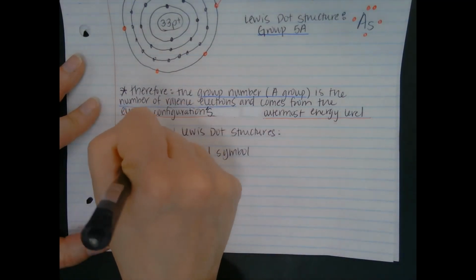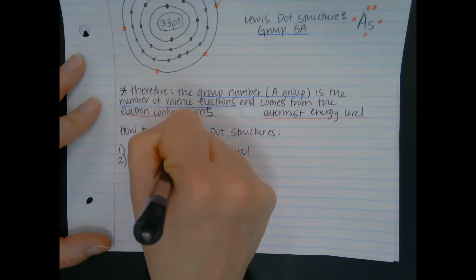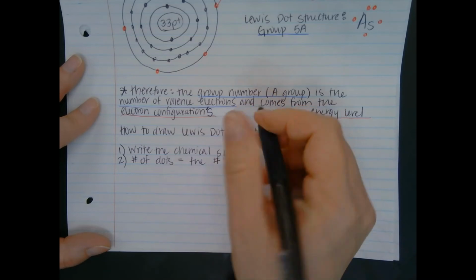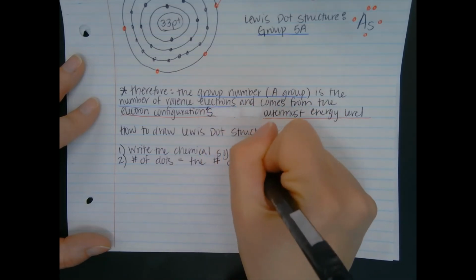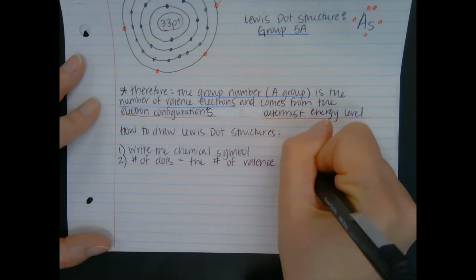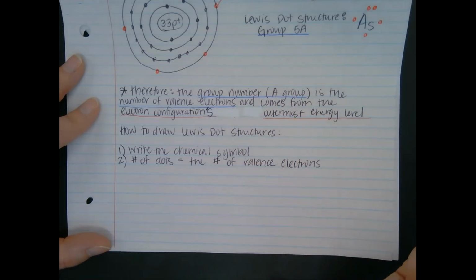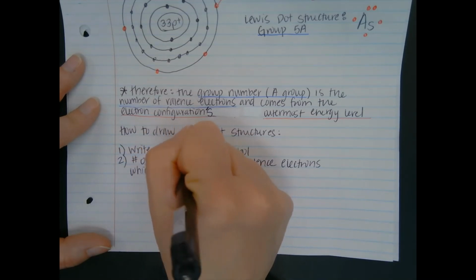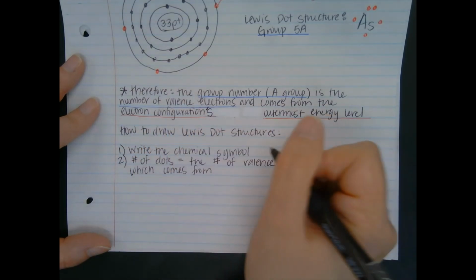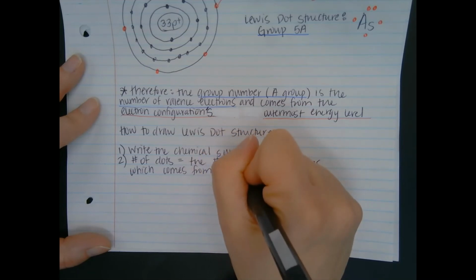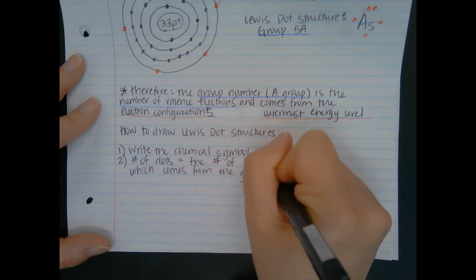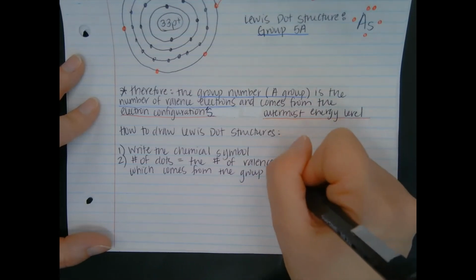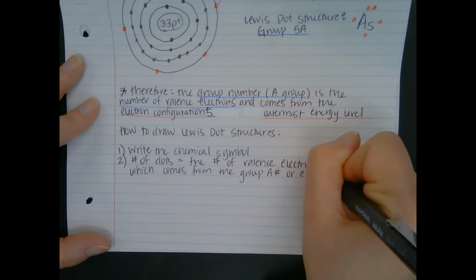Number 2: the number of dots we draw equals the number of valence electrons, which comes from the group A number, meaning 1A, 2A, 3A, 4A, or you can get it from the electron configuration.